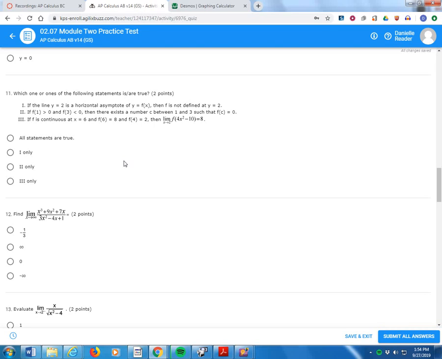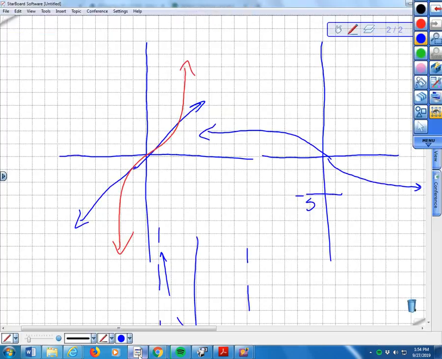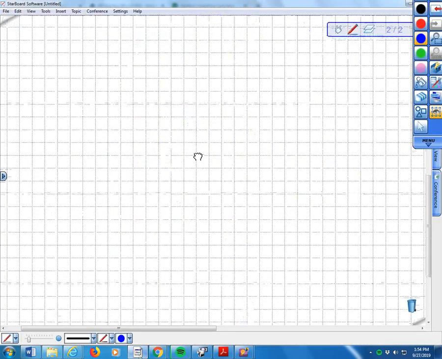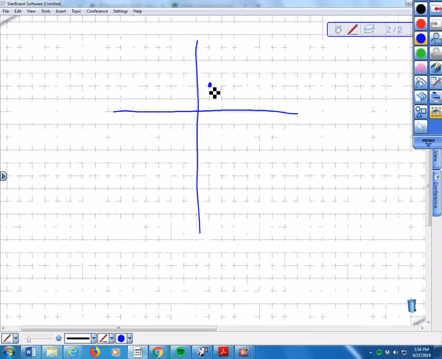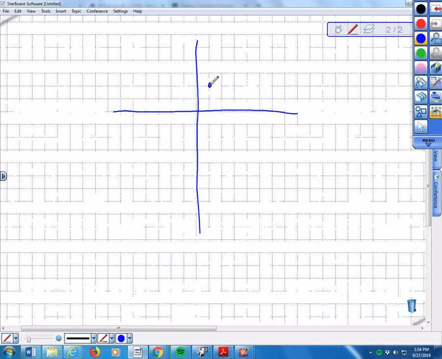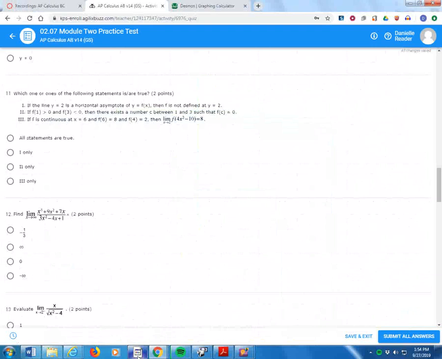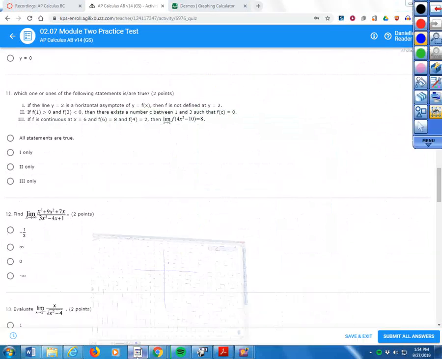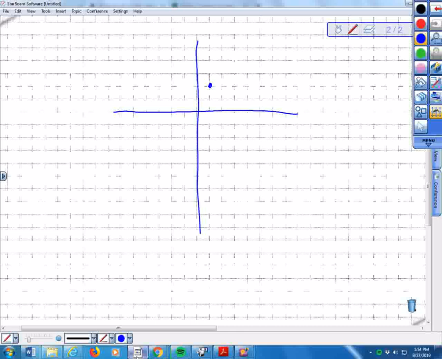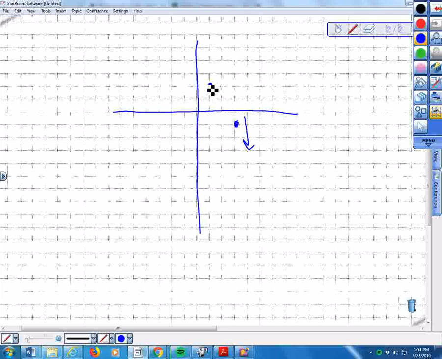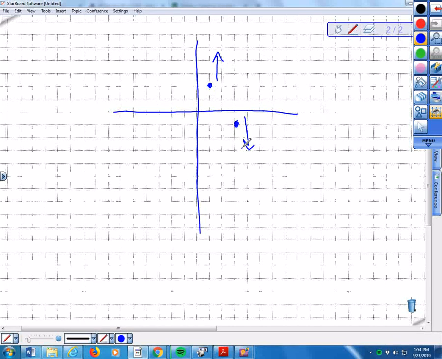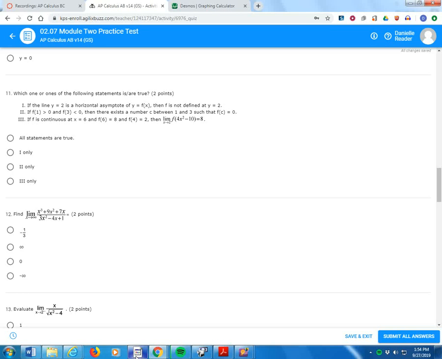Intermediate value theorem. So if f of 1 is greater than 0, that just means if I have 1, it's going to be some number, y will be greater than 0. And f of 3 is negative, which means, 1, 2, 3. Okay, so it's going to be somewhere in this range. It doesn't have to be this point or this point, but it's definitely positive here, negative here. Then there exists a number c between 1 and 3 that f of c is 0.